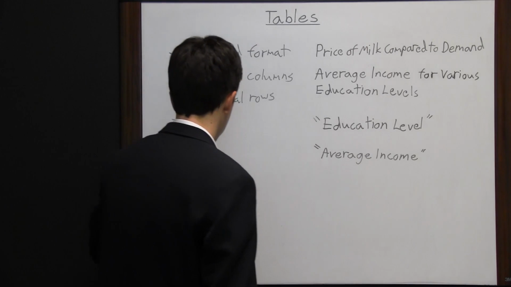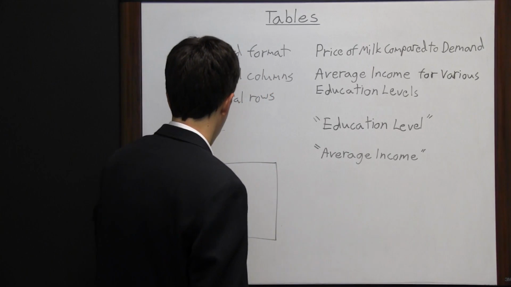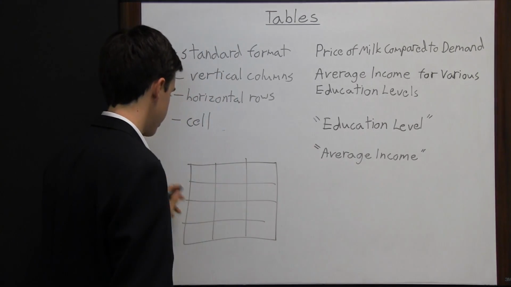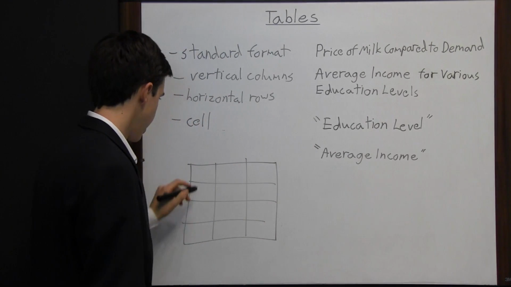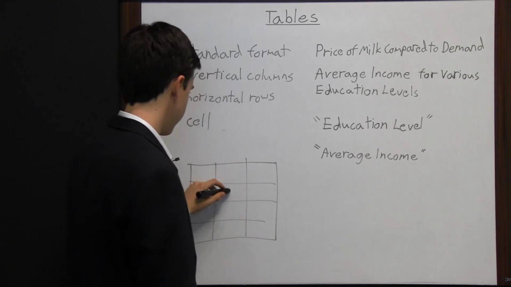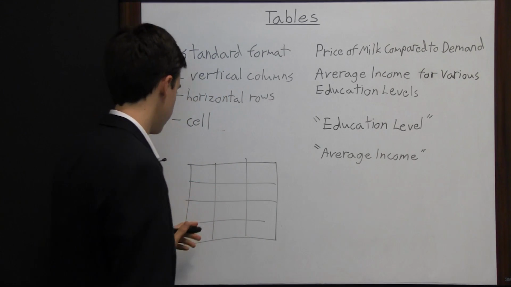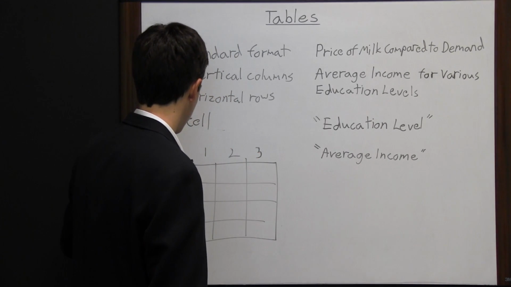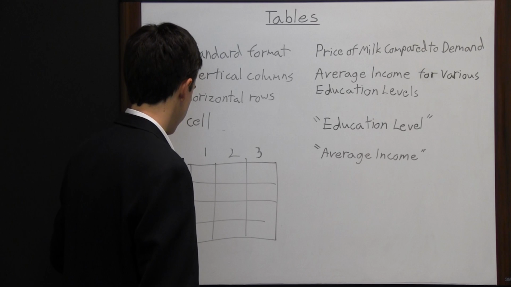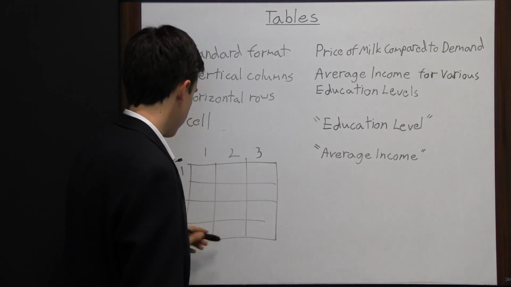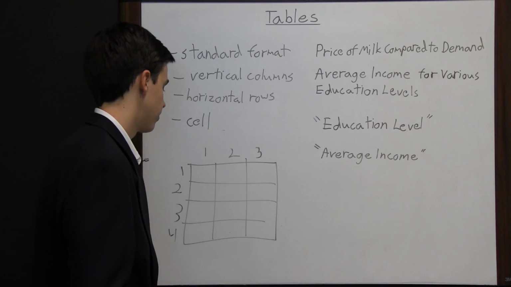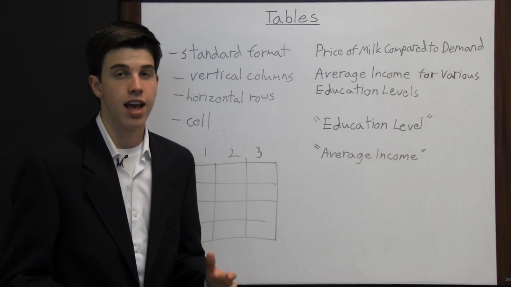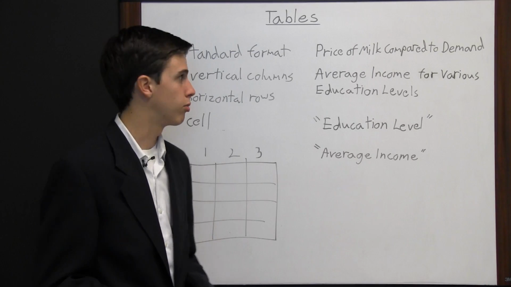So you can think of it looking something like this, where you have these vertical columns and horizontal rows, and then this right here would be a cell, and this would be defined by the row number and the column number. So this would be column 2, row 2, and this over here would be column 2, row 4, and that's how the cell would be defined. And then a table is generally going to have some kind of title that helps the reader quickly identify what the table is going to be about.